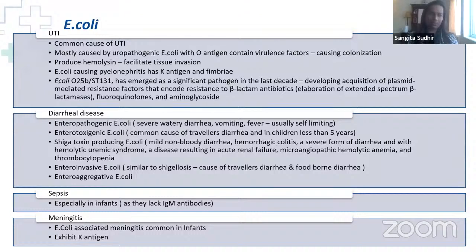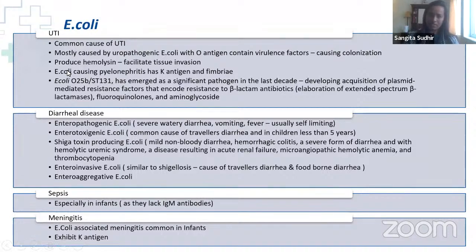coli. So to speak about E. coli, you may have seen in your hospital antibiograms that the common isolate seen in the urine antibiogram will be E. coli. In most cases, it will be E. coli because that is one of the common causes of UTI. And these are uropathogenic E. coli. They have got O antigen and they produce hemolysin and facilitate tissue invasion. Then another strain which has K antigen has the capability to ascend and develop into pyelonephritis.